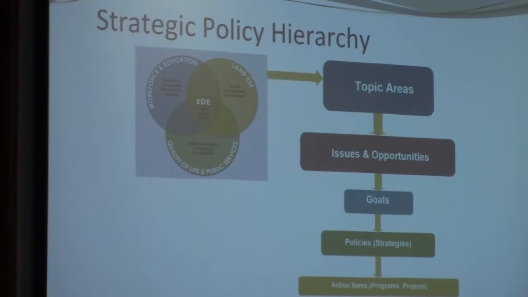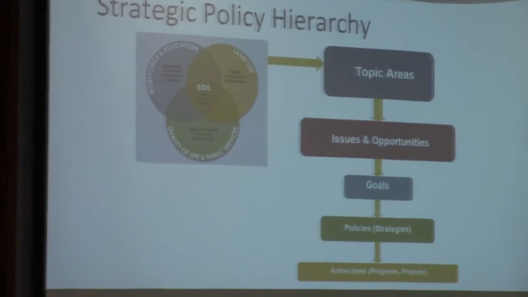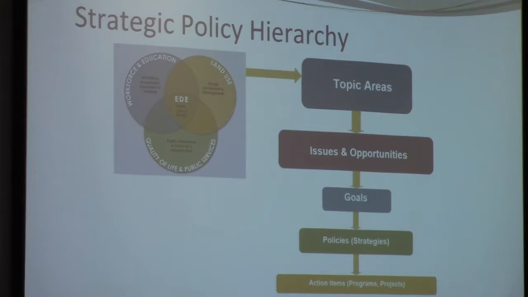So the city went through a fairly extensive community engagement process when it was preparing the economic development element to ensure that all community stakeholders had the opportunity to share their vision and focus. And what evolved from that was a document that really focuses on the outcomes of safety, health, and jobs, looking at prosperity for the entire community. And it has 3 priority focus areas. The first is workforce and education, land use, and then quality of life and public services.